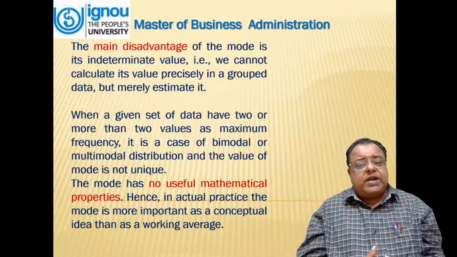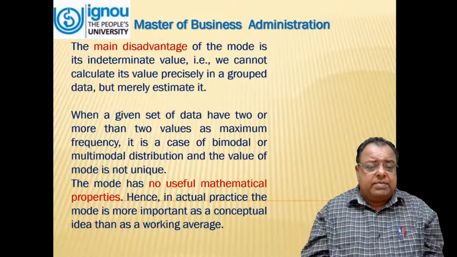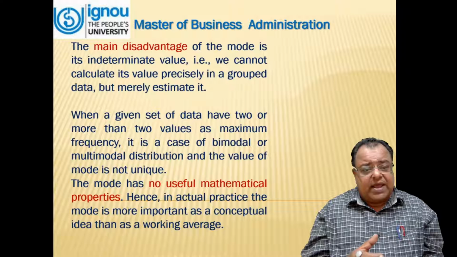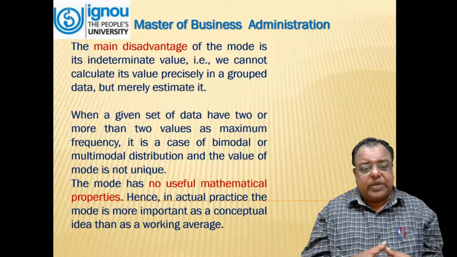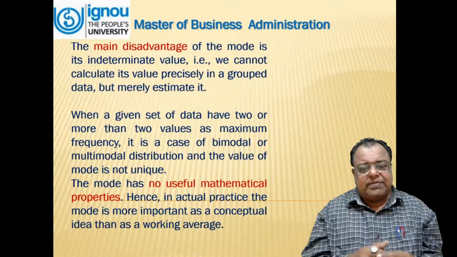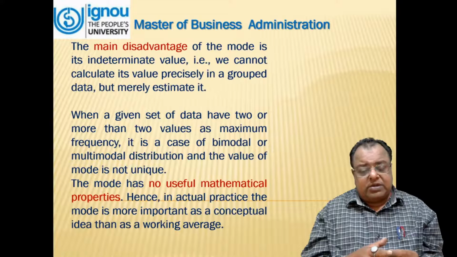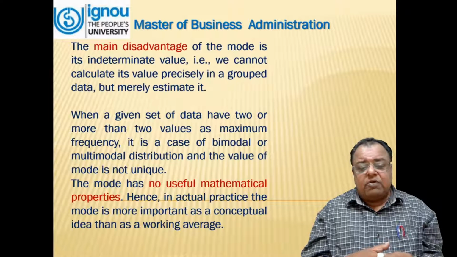The main disadvantage of mode is that it is indeterminate in value. That is, we cannot calculate its value precisely in grouped data, but merely estimate. When a given set of data has two or more values with maximum frequency, it is a case of bimodal or multimodal distribution, and the value of mode is not useful.